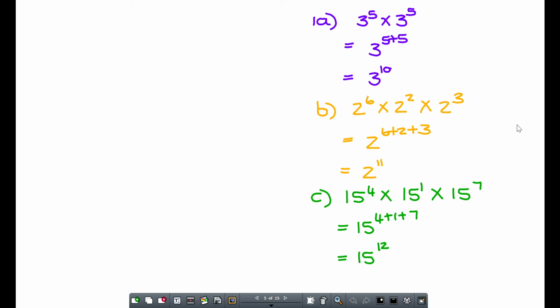Now, if you look at it like this, it is a very long method. So I'm only showing you guys this so you can understand. Right? That is actually 3 multiplied with itself 1, 2, 3, 4, 5, 6, 7, 8, 9, 10 times. So that's why my final answer is 3 to the power of 10. Does that now make sense? And that's also why the base stays the same. It's only the exponent that changes.